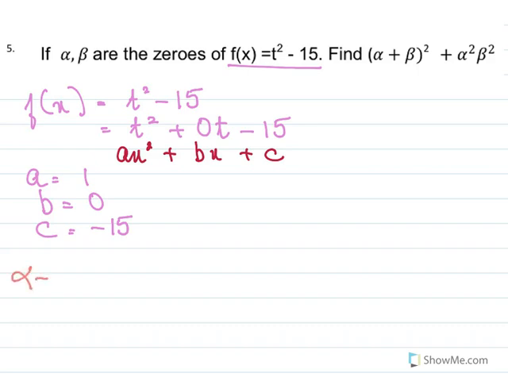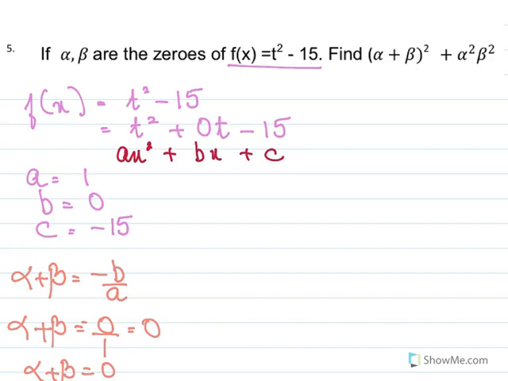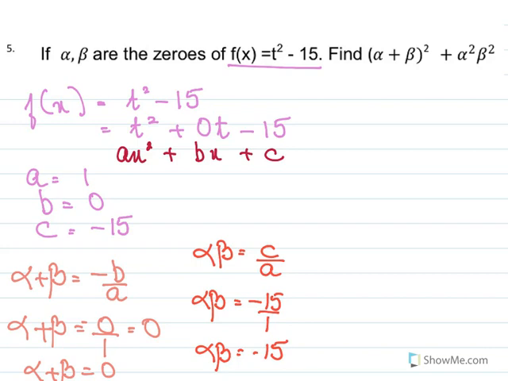Now we know alpha plus beta is minus b by a. So alpha plus beta, b is 0, minus 0 by 1. So this is 0. So alpha plus beta equals 0. And alpha into beta is c by a. So alpha into beta, we see c is minus 15 and a is 1. So alpha beta is minus 15.